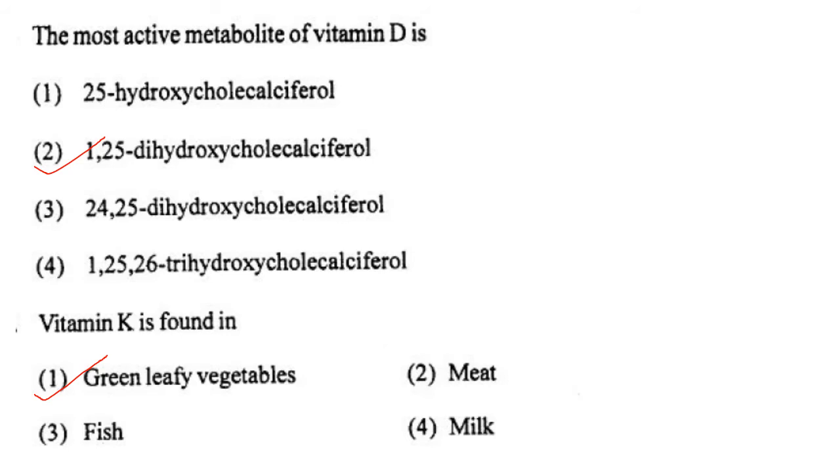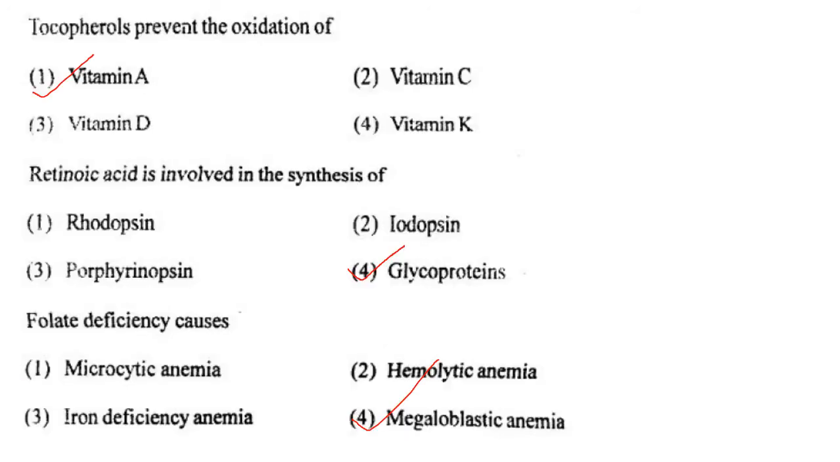Next one. Vitamin K is found in: option 1, green leafy vegetables; 2, meat; 3, fish; 4, milk. Answer is option 1. Next one. Tocopherol prevents the oxidation of: option 1, vitamin A; 2, vitamin C; 3, vitamin D; 4, vitamin K. Answer is option 1, vitamin A.